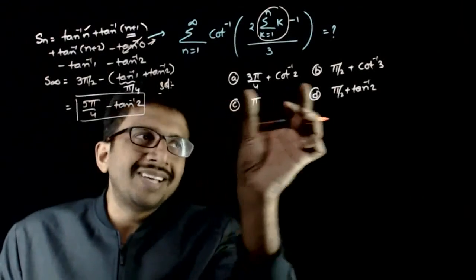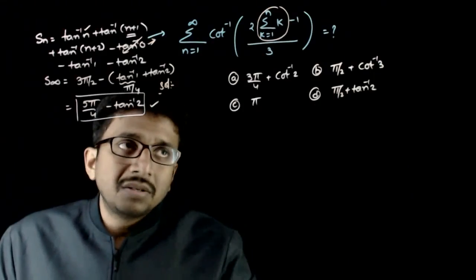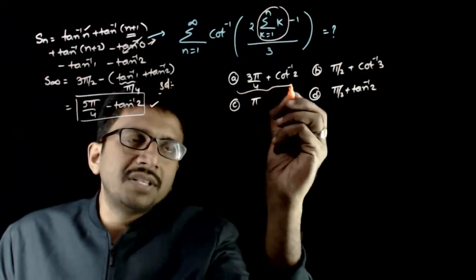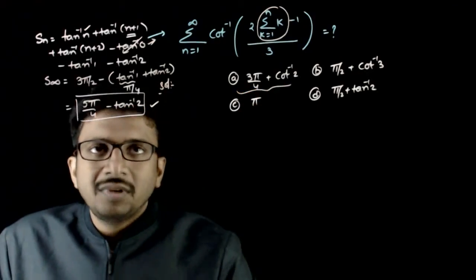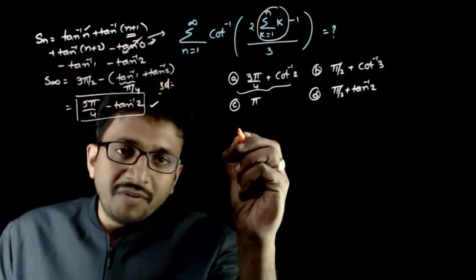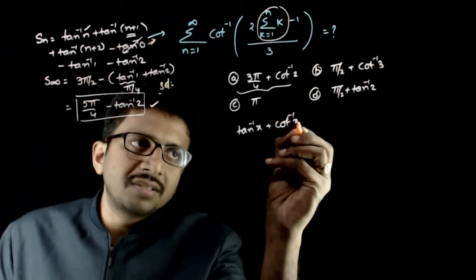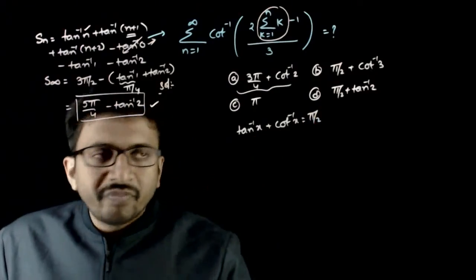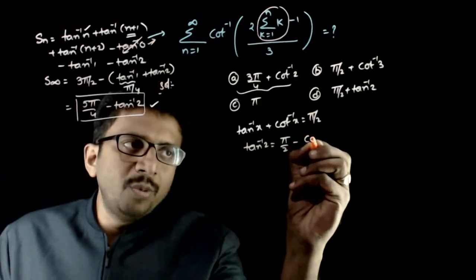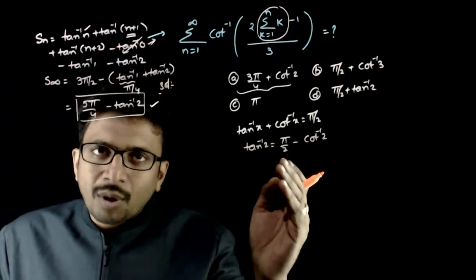But the given options are this. This answer does not match with the options. So how do we try to match this answer with the options? In the answer, if you see the first option, it's in the form of cot inverse 2. So let us try to convert tan inverse 2 into cot inverse 2. We have an identity which says that tan inverse of x plus cot inverse of x is equal to pi by 2. So tan inverse of 2 can be written as pi by 2 minus cot inverse of 2.